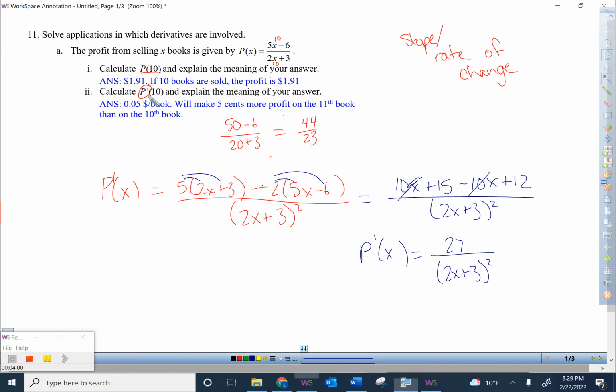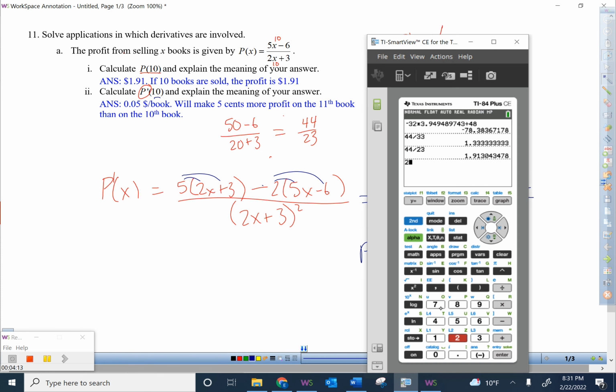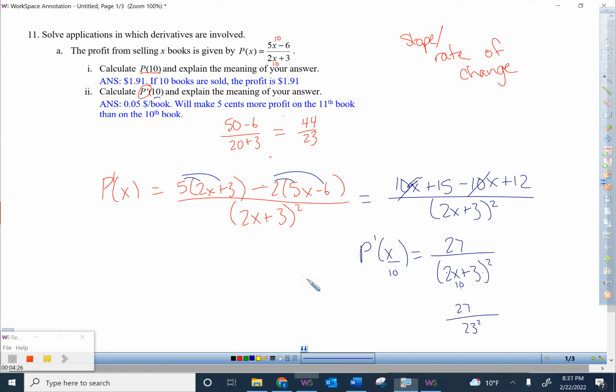So now we can go ahead and substitute in the 10 and simplify. So that's 27 over 2 times 10 is 20 plus 3 is 23 squared. And again, you can type that directly in your calculator. 27 divided by 23 squared. And we've got this really decimally looking number, but again, it's money, so we're going to round to 2 decimal places. So that would be 0.05 or 5 cents.